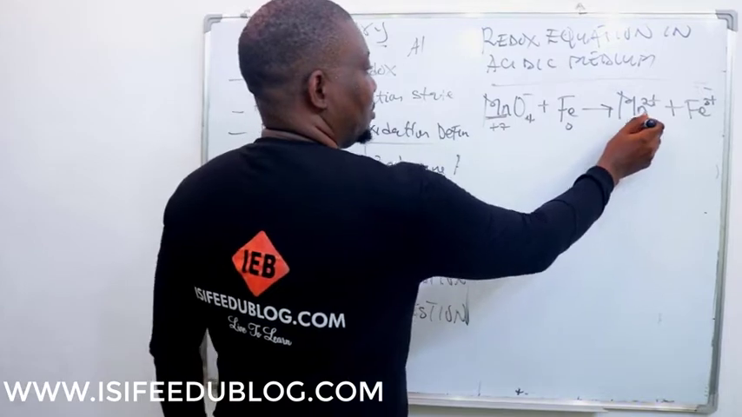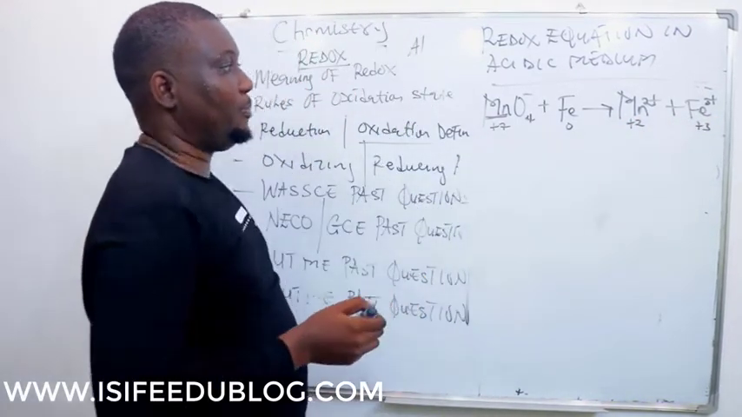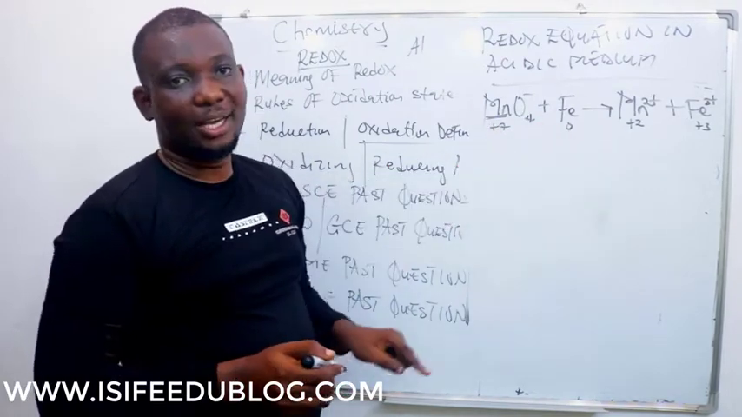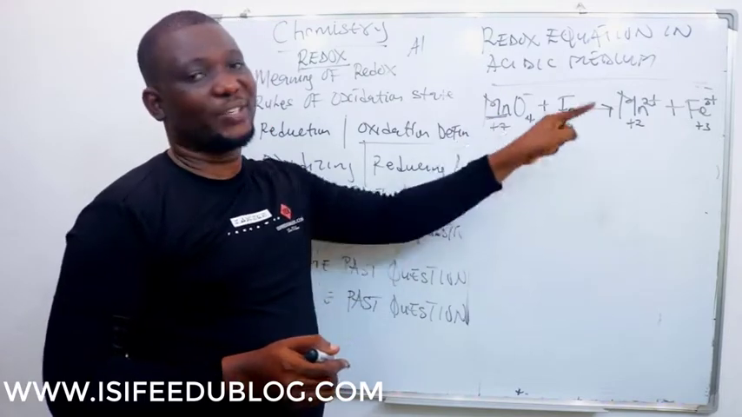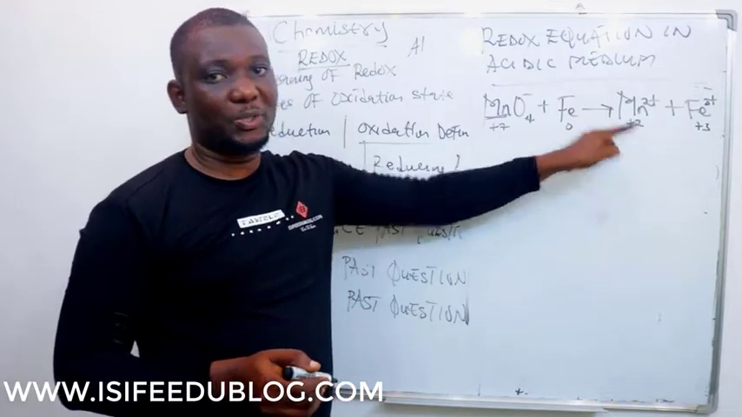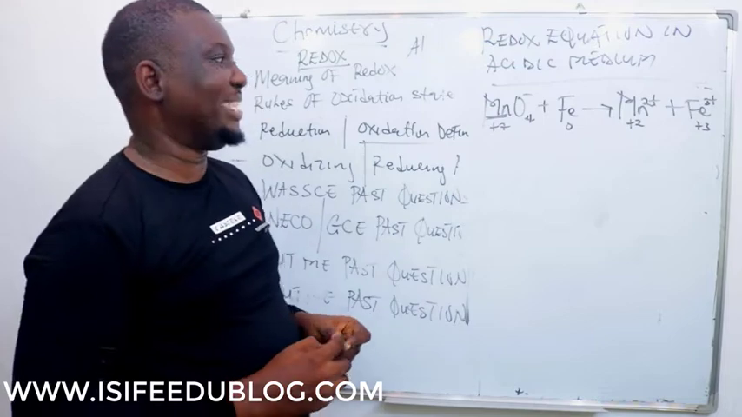This is +2. This is +3. So now, between MnO4 minus and iron here, which one has reduced? The one that has reduced between the both of them in the reactant is the oxidizing agent. Manganese here was +7, now it has reduced to +2. Iron was 0 here, now has oxidized to +3. So the reduced one is the oxidizing agent.